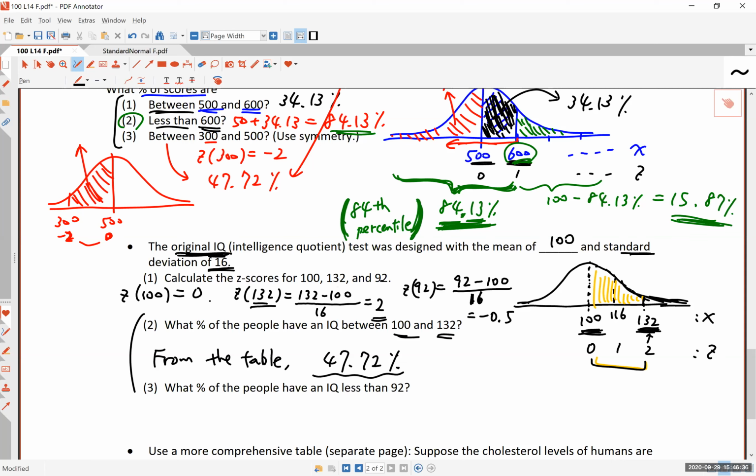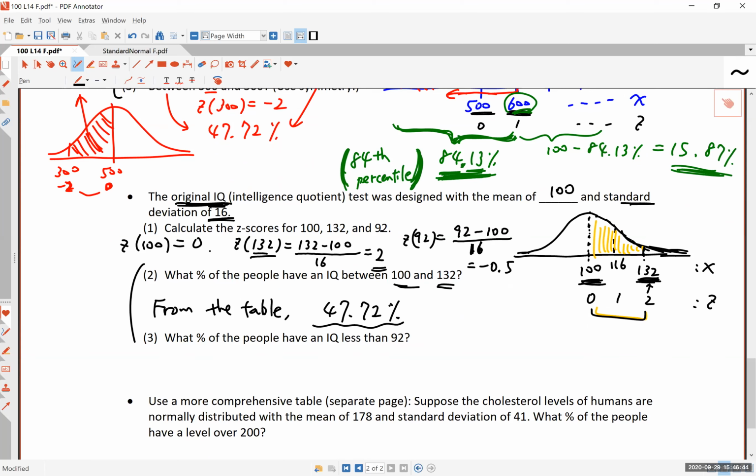Now, this is a powerful statement. What percent of the people have IQ between 100 and 132? And you say it's about 47.7%. Very precise. And that's assuming that the IQ tests are normally distributed with the mean of 100 and the standard deviation of 16.